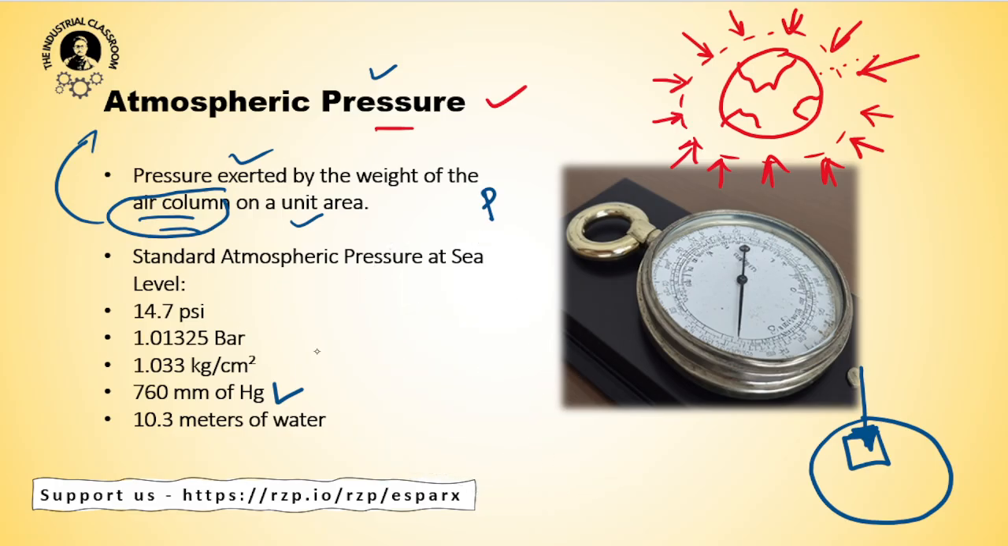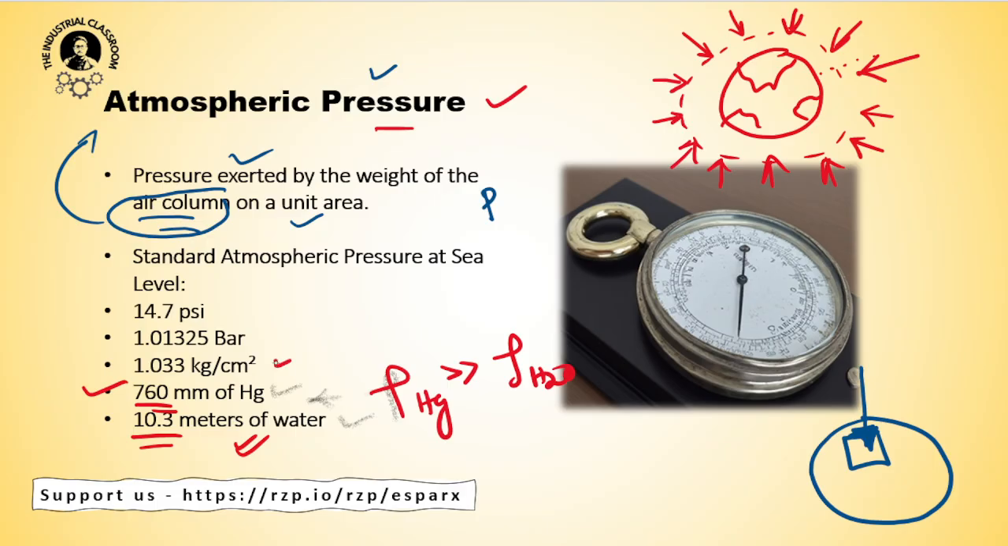For basic concepts, you must know that it is equal to 760 mm of Hg, which is equal to 10.3 meters of water. That is so large, therefore mercury is used, since the density of mercury is much larger than the density of water. Therefore, the mercury measurement in a barometer, 760 mm, is quite small compared to 10.3 meters. Water would be almost impossible to use, right? Next, it is equal to 1.033 kg per centimeter square, which is equal to 1.01325 bar or 14.7 psi.